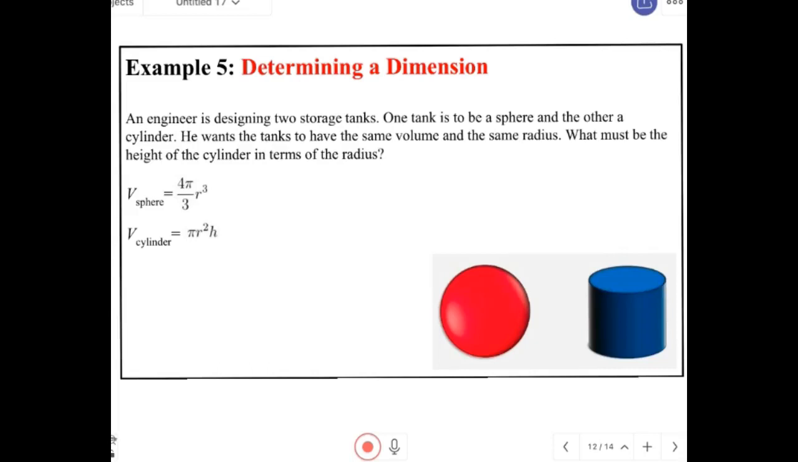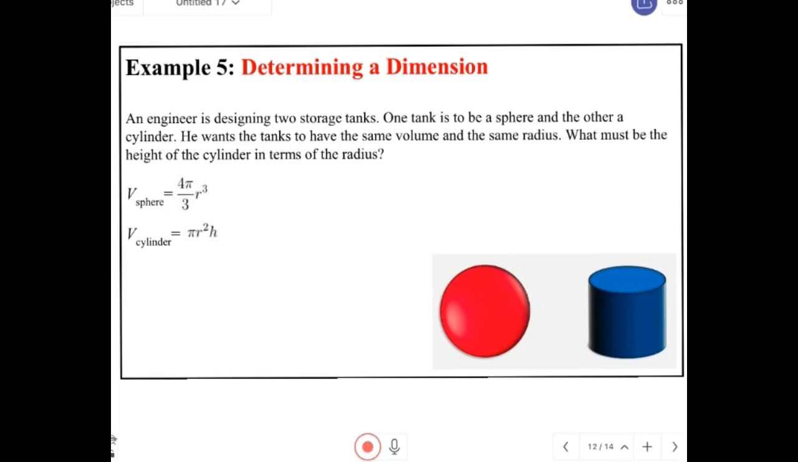All right, the last piece of our lesson, we're just determining a dimension. So we have an engineer designing two storage tanks. One tank is to be a sphere and the other a cylinder. He wants the tanks to have the same volume and the same radius. What must be the height of the cylinder in terms of the radius?